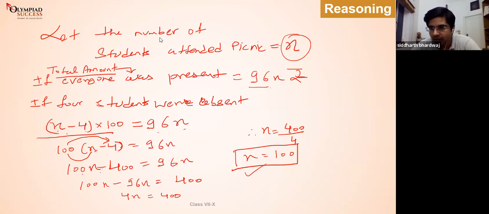Hence the number of friends who attended is 96. There were actually 100 friends in total. The number who attended is 96 because 4 were absent, right? So originally 100 students were there, but now 96 are there. Okay, that is correct.